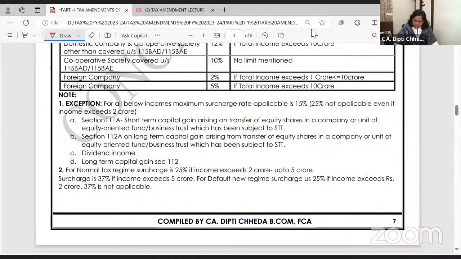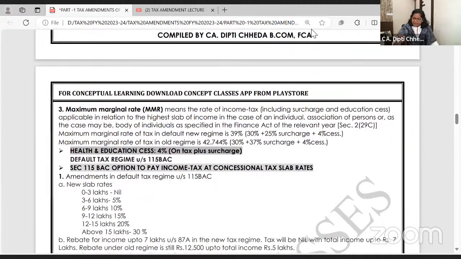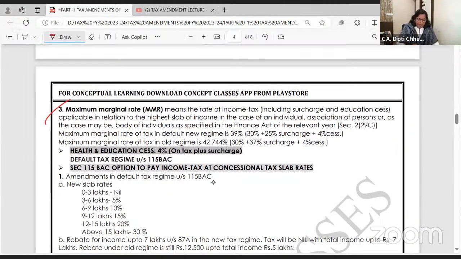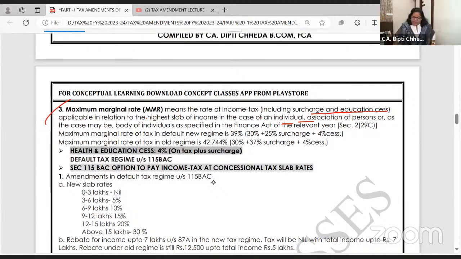Now it's time to talk about MMR. Ma'am, I have heard this, it has come in MCQs quite often. Maximum marginal rate of tax. Will this change? Yes. Let me share the screen and show you how it will change. This is what I was discussing. Maximum marginal rate means the rate of tax, including surcharge and cess, applicable on the highest slab of income individuals are paying. What is the highest rate of tax an individual is paying?